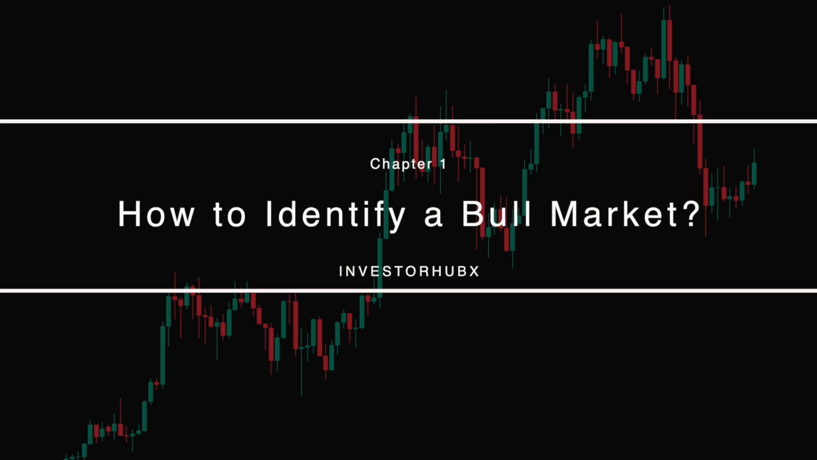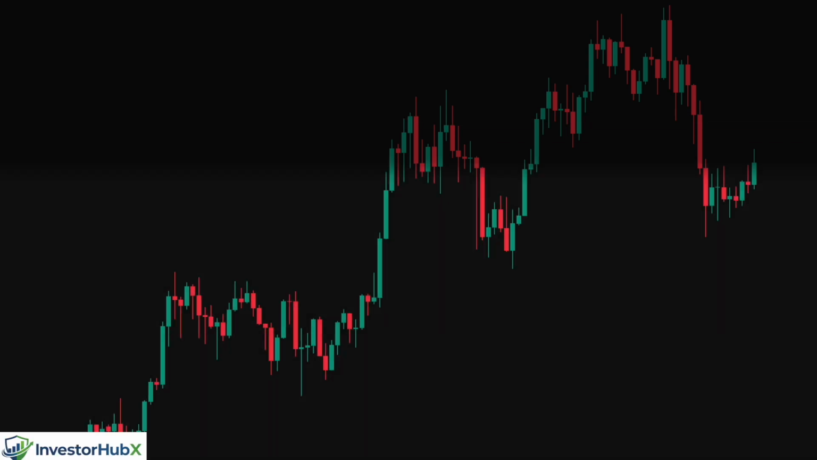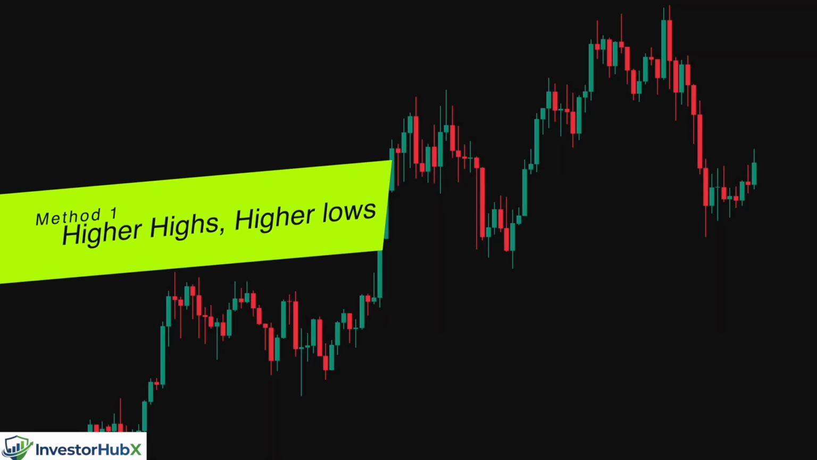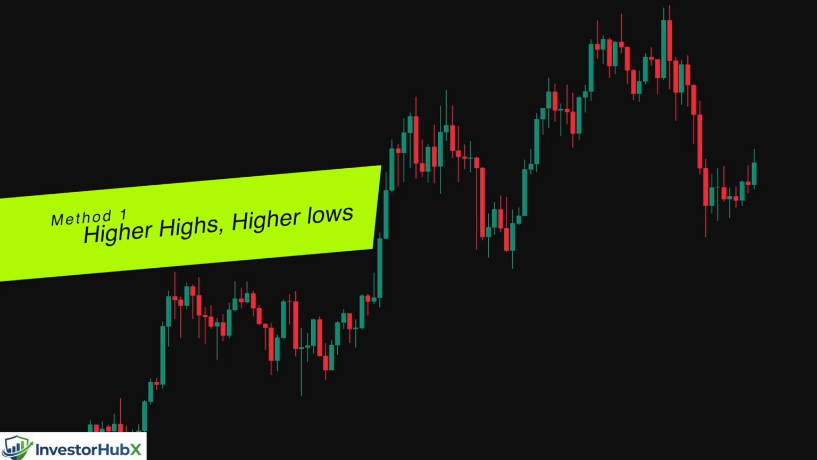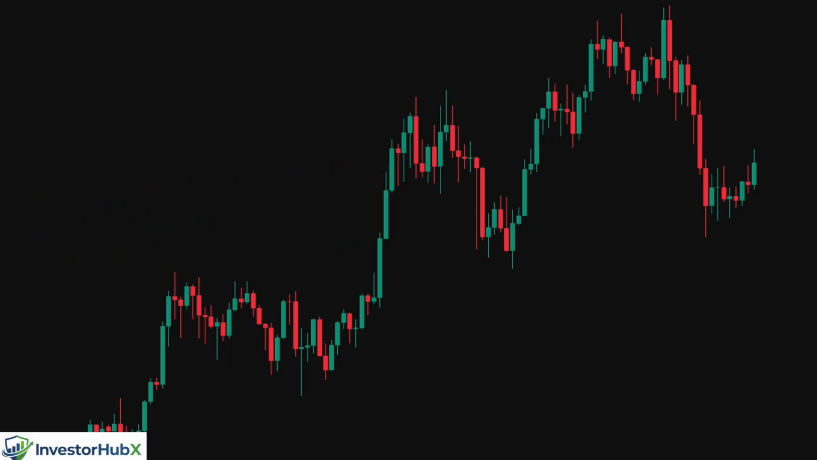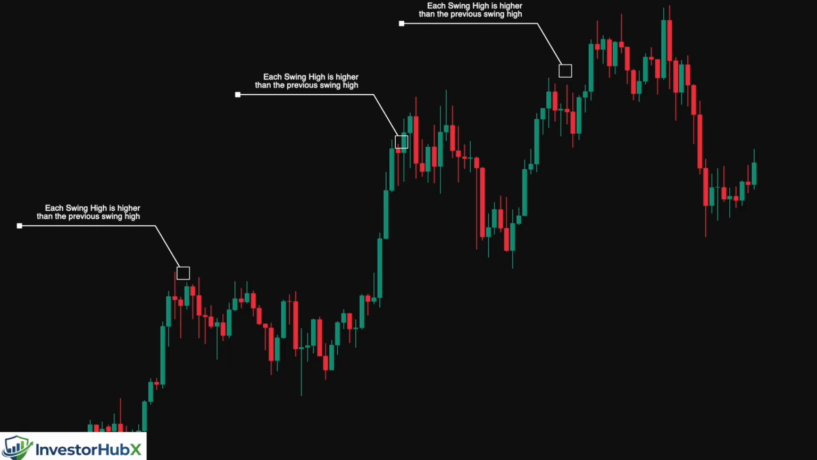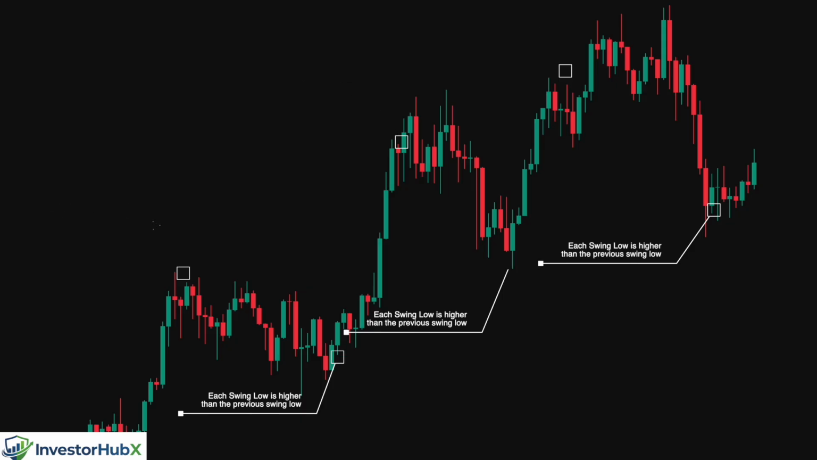So, how do we identify a bull market? The first way to identify a bull market is by looking for higher highs and higher lows. This is a Bitcoin chart on the weekly time frame. Now let's focus on the price structure. Notice how each swing high is higher than the previous swing high. And notice how each swing low is also higher than the previous swing low.